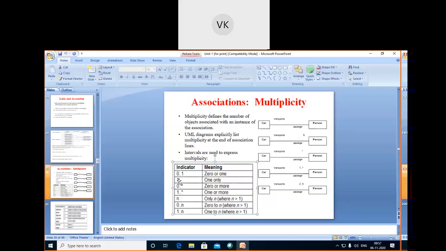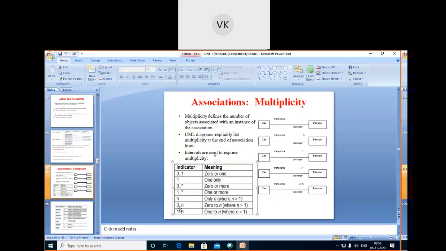0 dot dot 1 meaning is that here 0 or 1. 1 meaning is that here only 1. 0 dot dot star, the meaning is 0 or more. 1 dot dot star meaning is 1 or more. N is there, only n. Here n is more than 1. N is any value, okay, only n where n is more than 1.